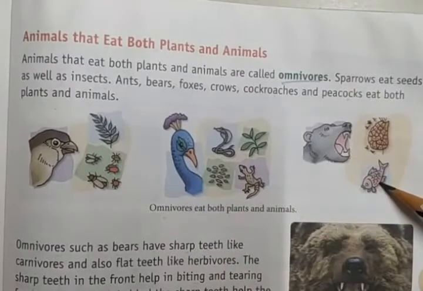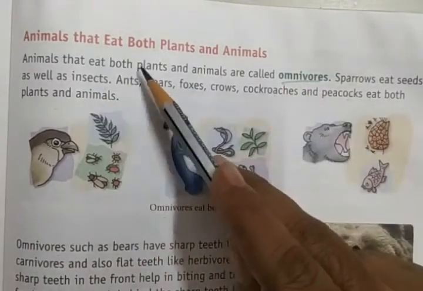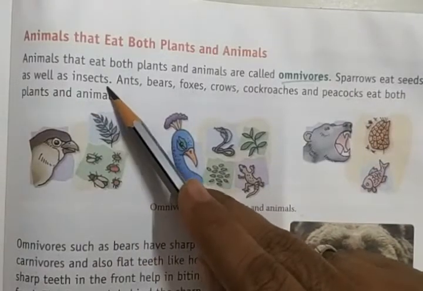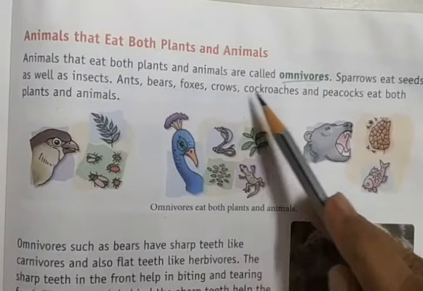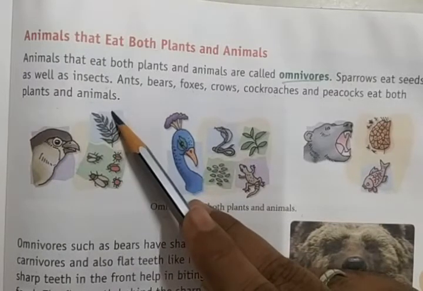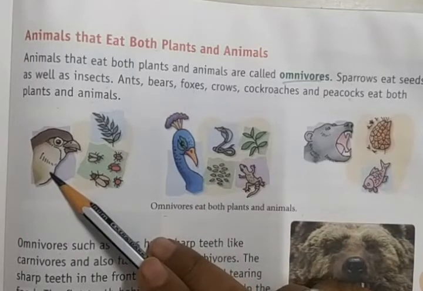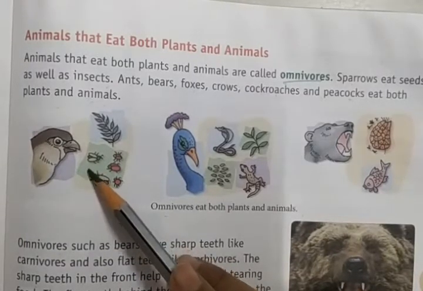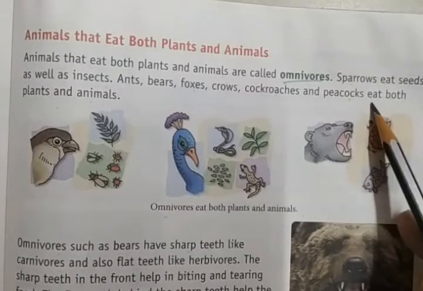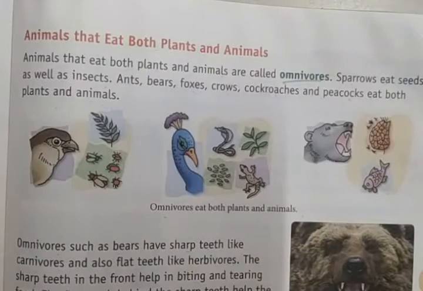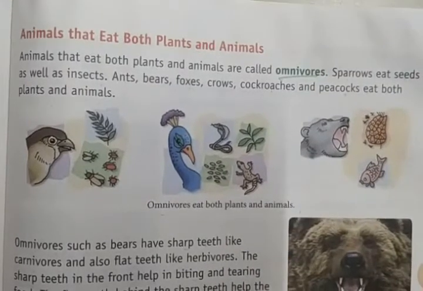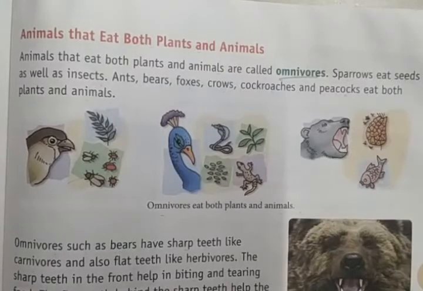See the picture here. Okay. Omnivores. Animals that eat both plants and animals are called omnivores. Sparrows eat seeds as well as insects. Ants, bears, foxes, crows, cockroaches, and peacocks eat both plants and animals. These are called omnivores. Omnivores eat both plants and animals.